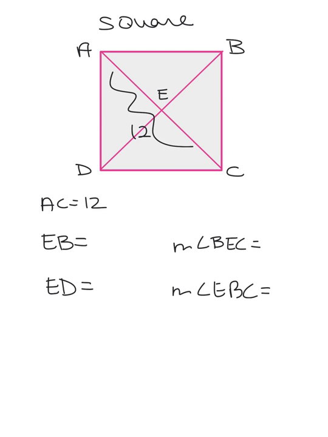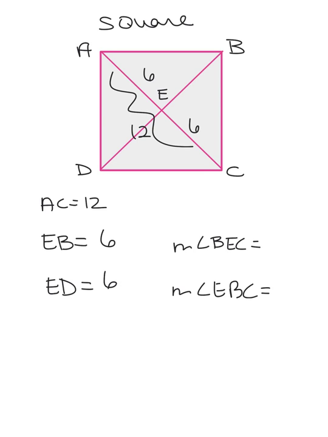Now looking at this example of a square, we know that AC has a measurement of 12. And we know that diagonals bisect each other and they're congruent, so that makes segment AE equal to 6. And segment EC is also equal to 6. We also know the measurement of DB is going to be 12 as well since they're congruent. So let's fill in what we have. EB, we said, is also going to be 6. And ED is going to be 6 as well since the measurement of BD is 12.